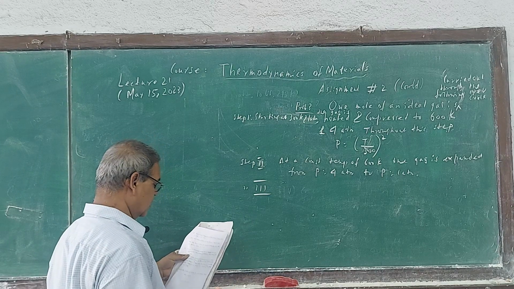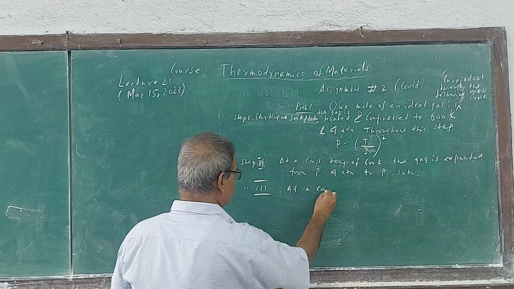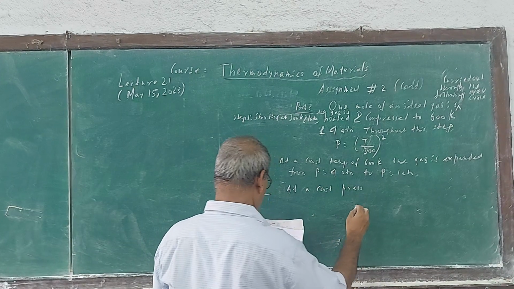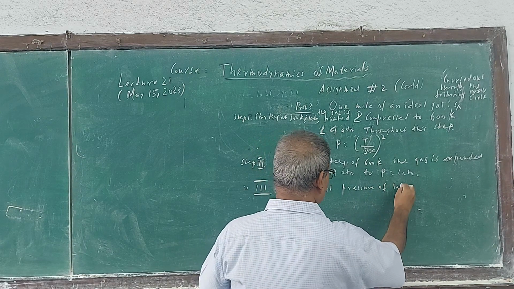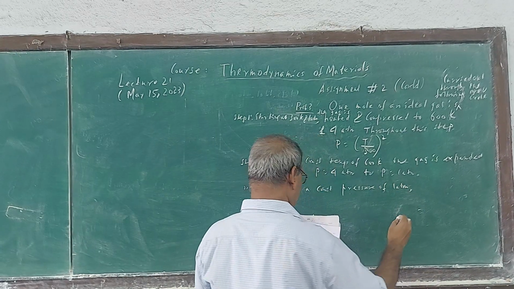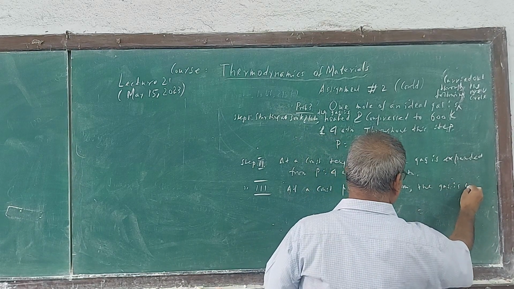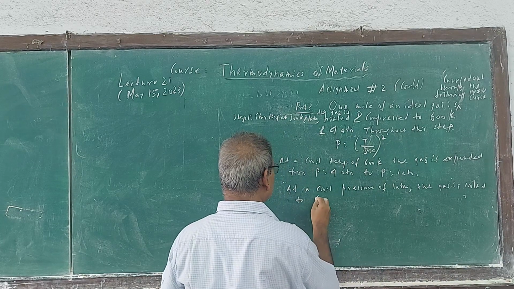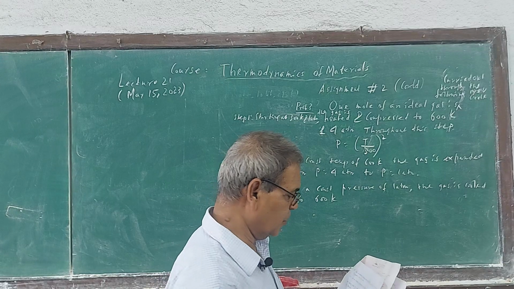Third is what? At a constant pressure of 1 atmosphere, the gas is cooled (600 Kelvin) cooled to 300 Kelvin.